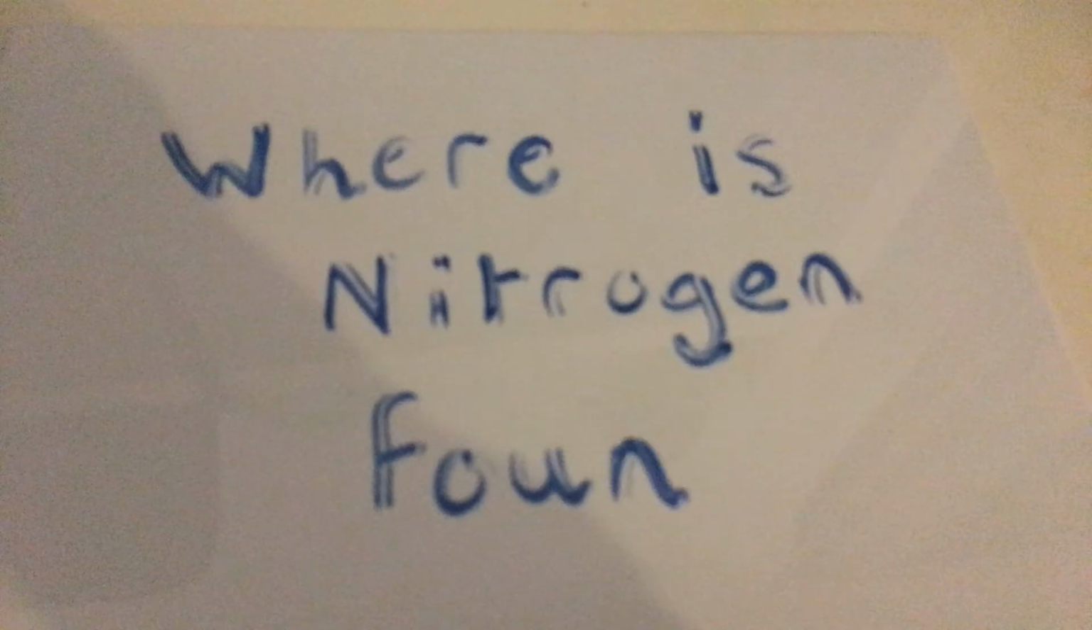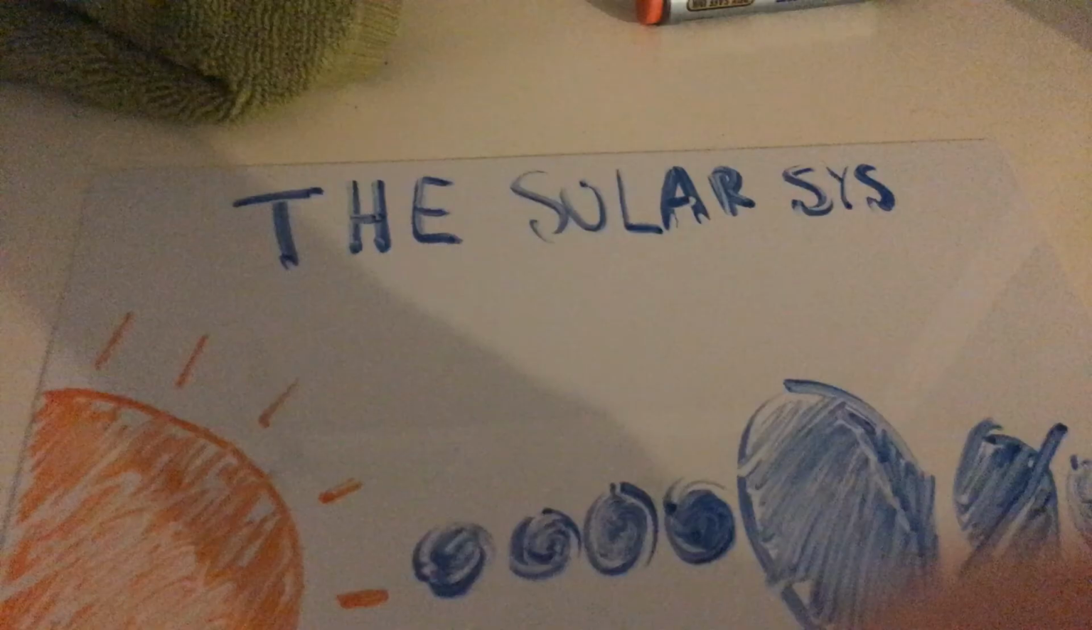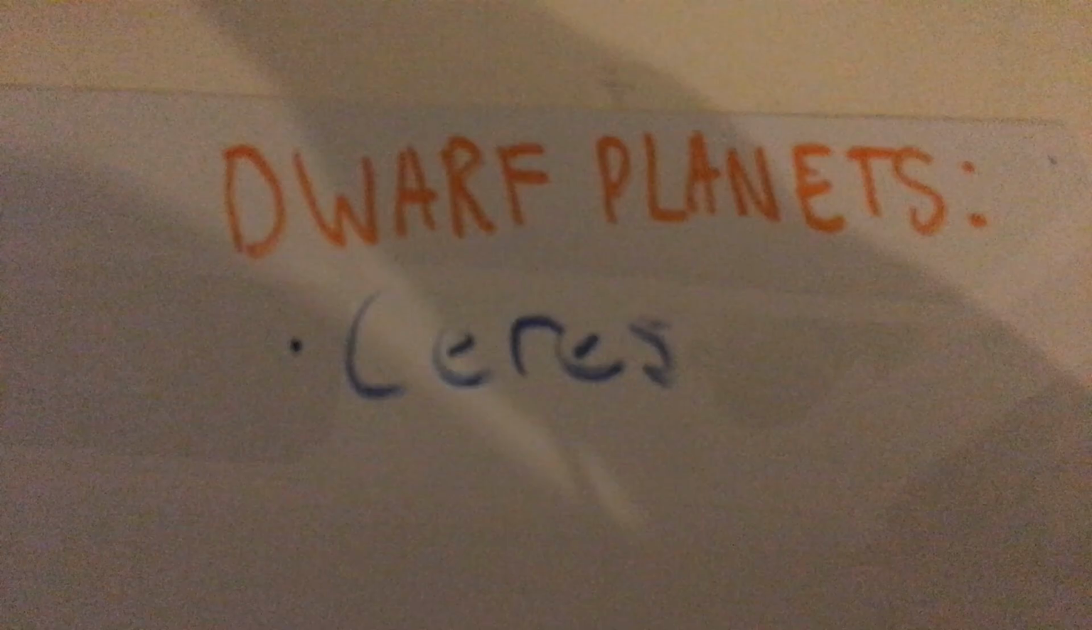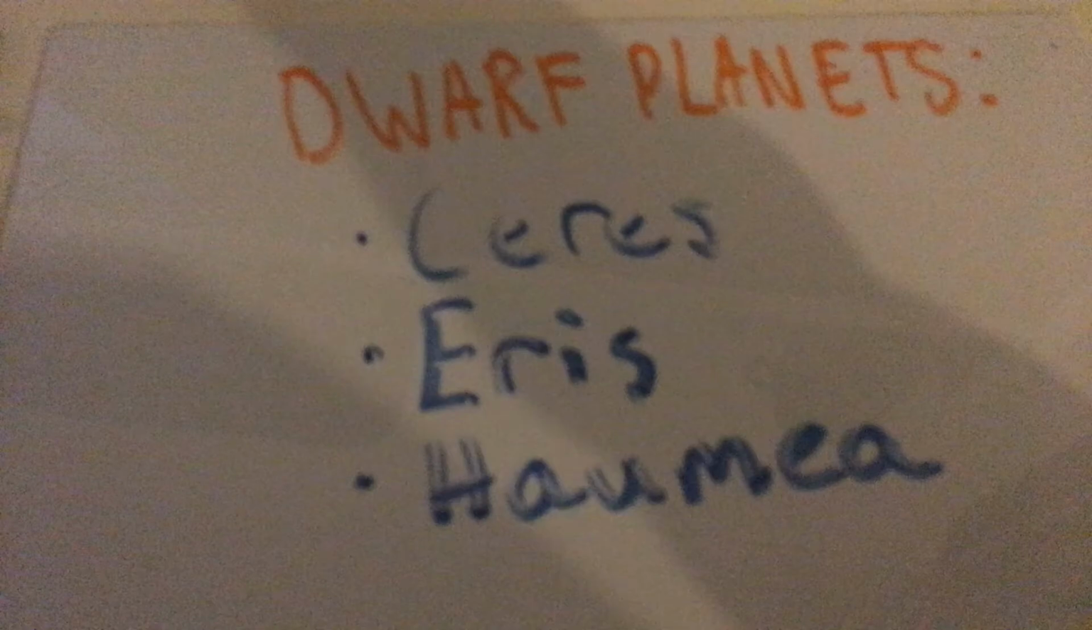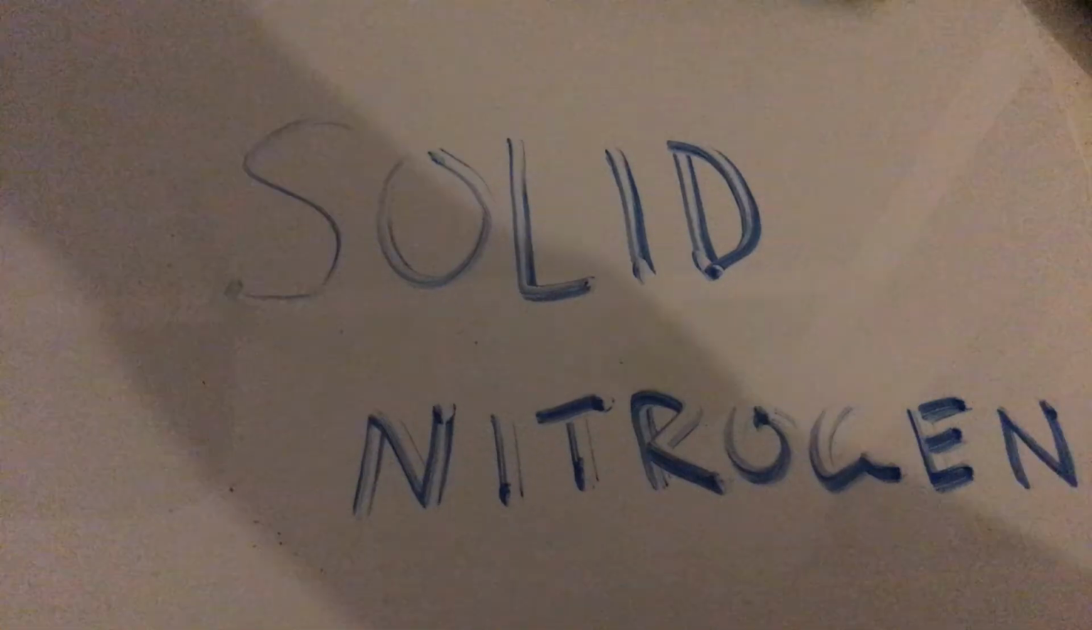Where is nitrogen found? Nitrogen can be found in many places. It is found in the solar system, more specifically on the dwarf planet known as Pluto. Now Pluto used to be a normal planet, but it got kicked out, so now it's sad. Pluto's among the dwarf planets such as Ceres, Eris, Haumea, and Makemake. Pluto's surface is made up of solid nitrogen. Nitrogen can also be found in the air that we breathe.